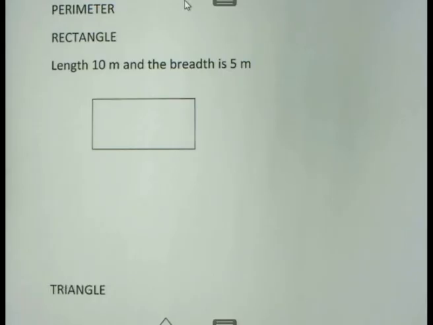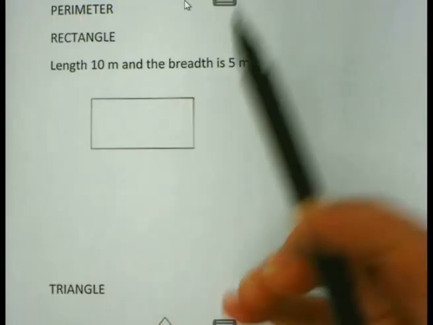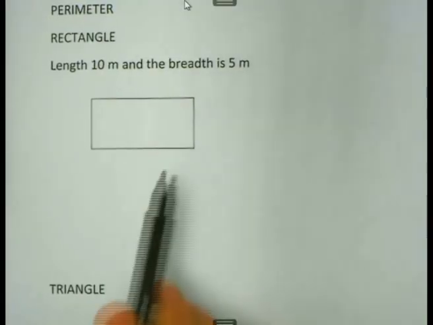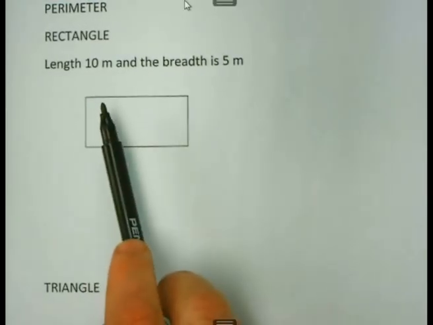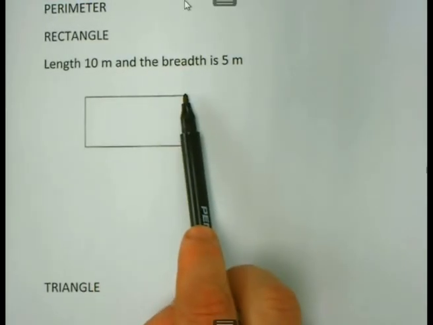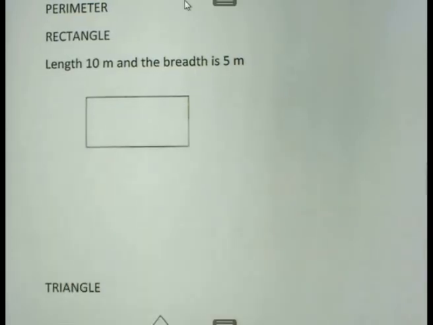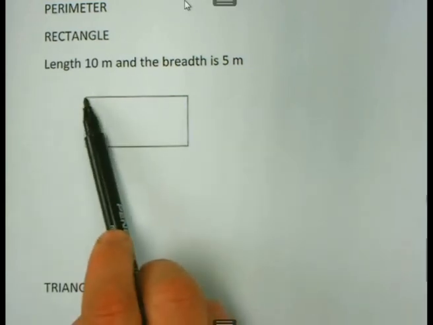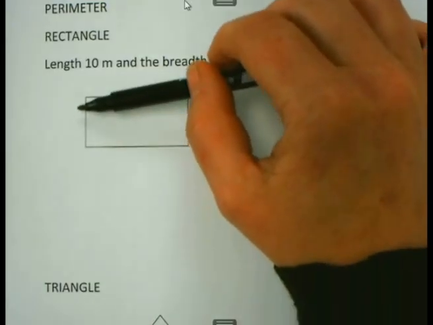First of all, if we want to calculate the perimeter, what does it mean when we calculate the perimeter? Perimeter means we are calculating this outside border of the rectangle. In other words, let's say in real life we make a rectangular chicken coop, then this is the fence that we are putting around the chicken coop.